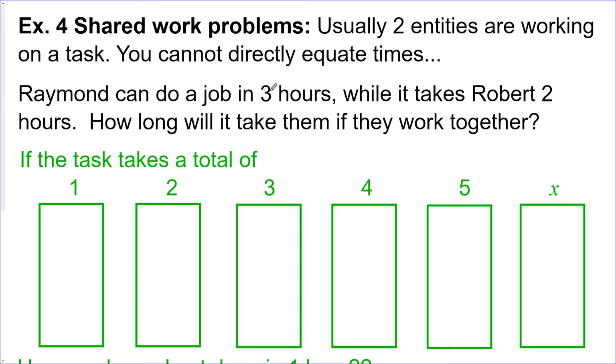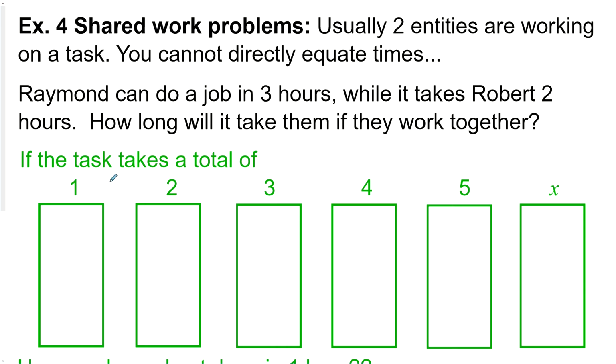Now, some people are tempted to just divide these times both by 2, but that's the problem. They don't do half the work each. Raymond takes longer, so Robert is going to do more than half the work. Here's how we're going to solve them, though. We're going to break it down into a rate.